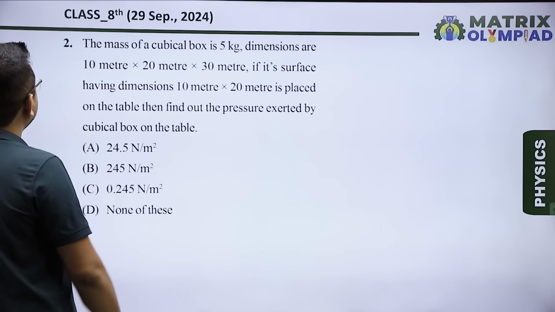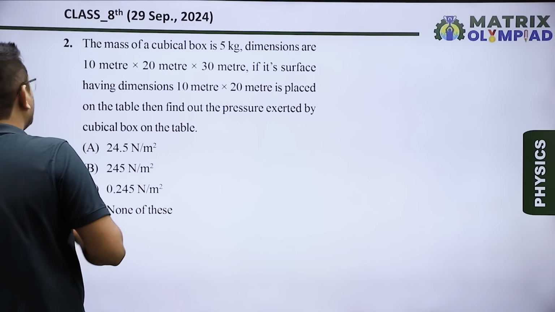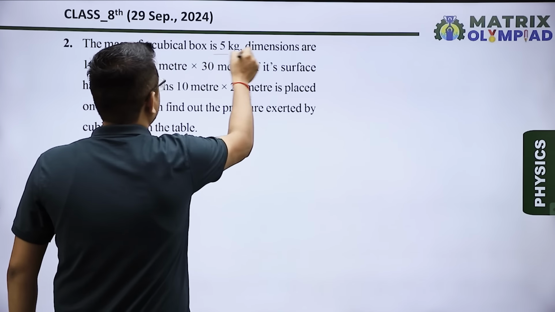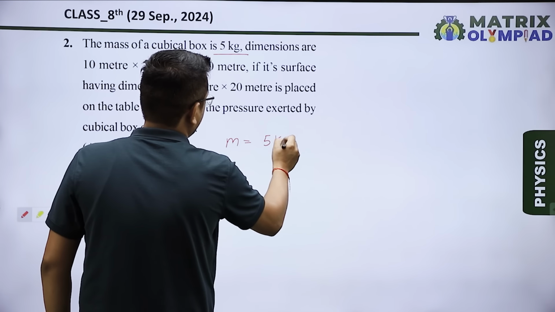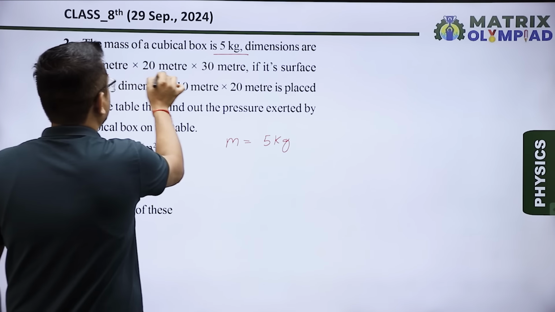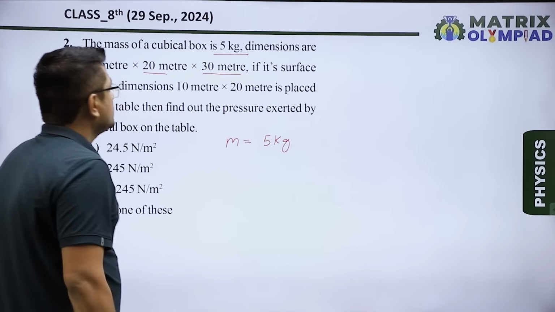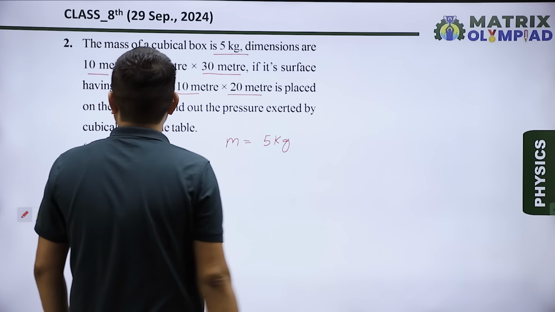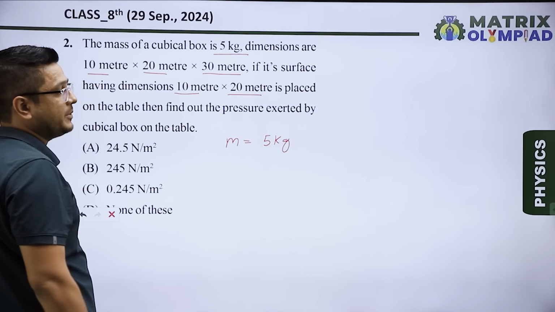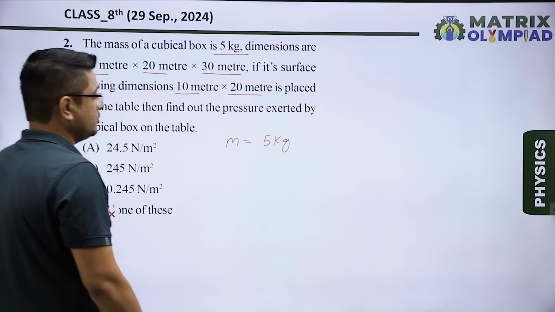Next question. The mass of a cubical box is 5 kg. That means mass is given 5 kg, and the dimensions are given 10 multiplied by 20 multiplied by 30. So, if its surface having dimension 10 into 20 meter is placed on the table, then find the pressure exerted by the cubical box on the table.